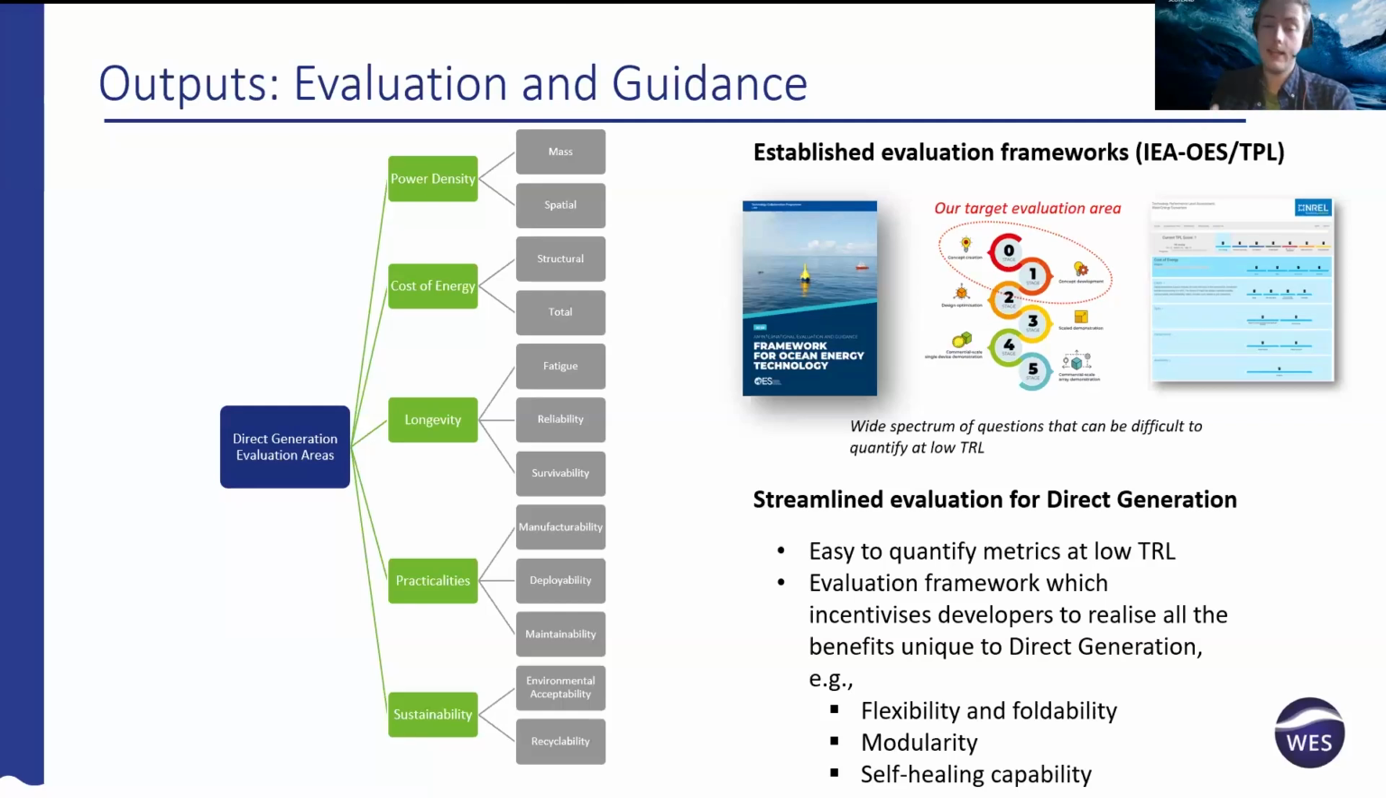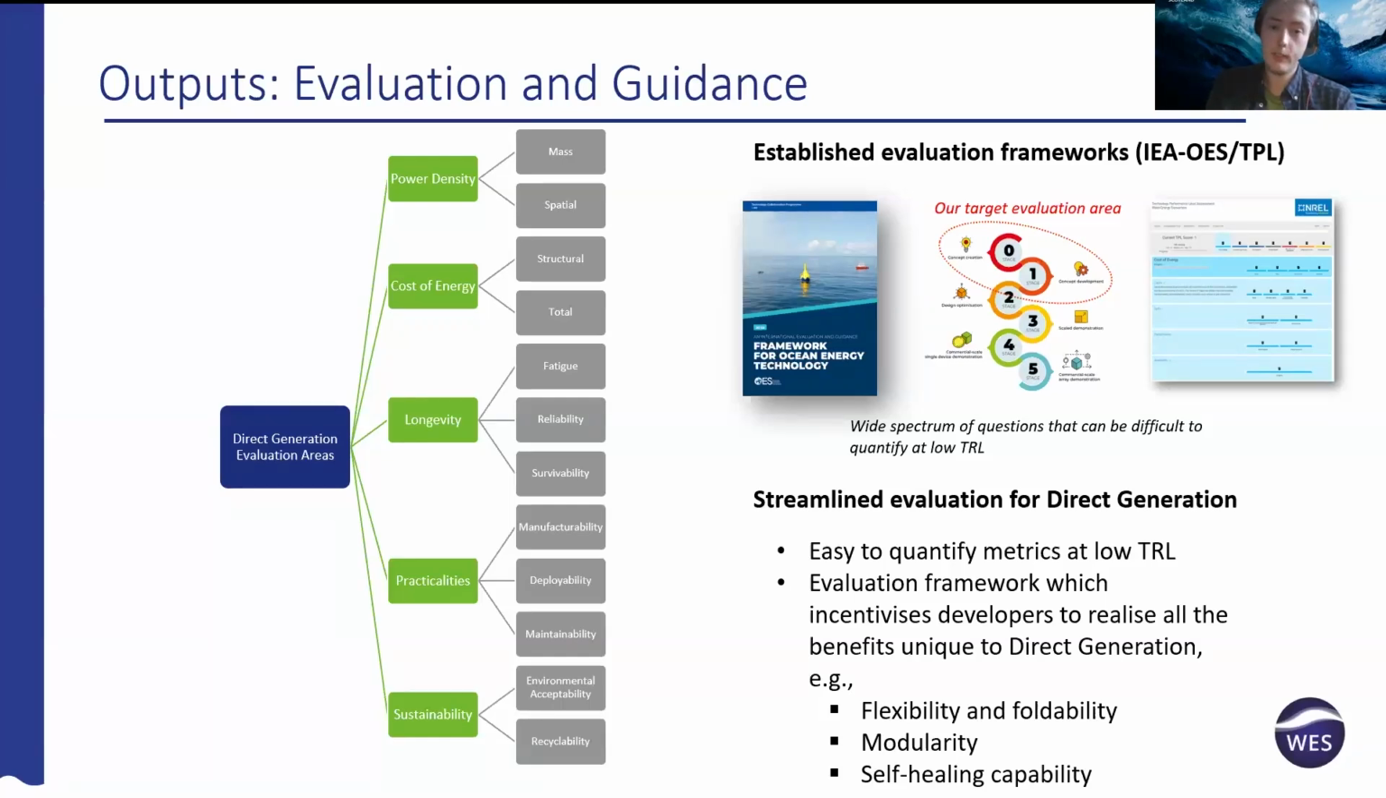And we want to incentivize developers to realize a lot of unique benefits of direct generation over conventional architectures. So direct generation offers new design possibilities such as flexibility, foldability, modularity, and so on. So it's about trying to get those metrics to give bonus points to designs which focus on realizing those benefits. And on the left, you can see the 5 areas of evaluation, going down from power density to sustainability.